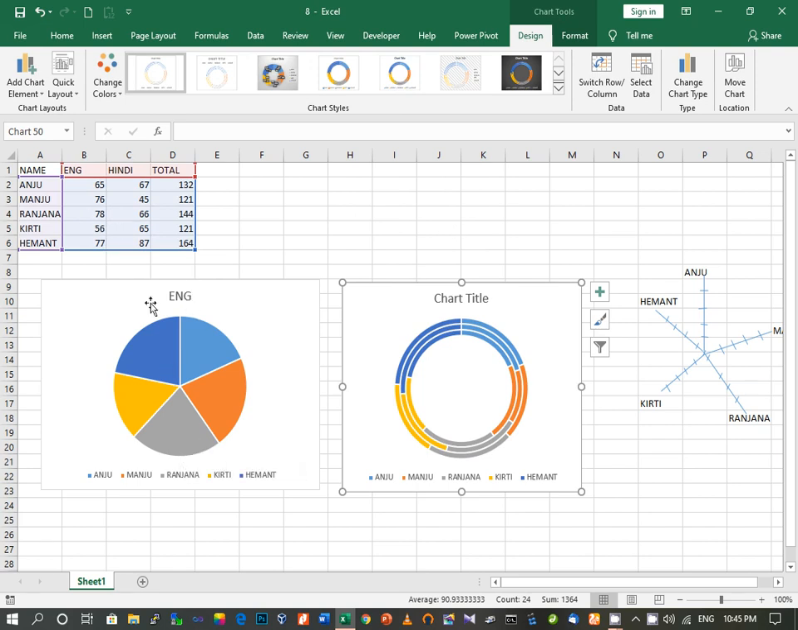Here first let me discuss this pie chart. Here you can see that a pie chart can be used to represent only one series of data. First you understand this. As compared to other kinds of chart, there all the series of data were represented, like English was also there, Hindi was also there, then total was also there. But here you can see that only English is represented.